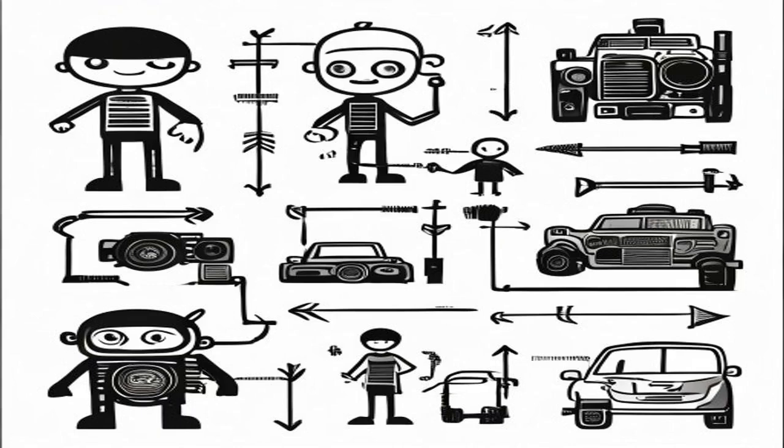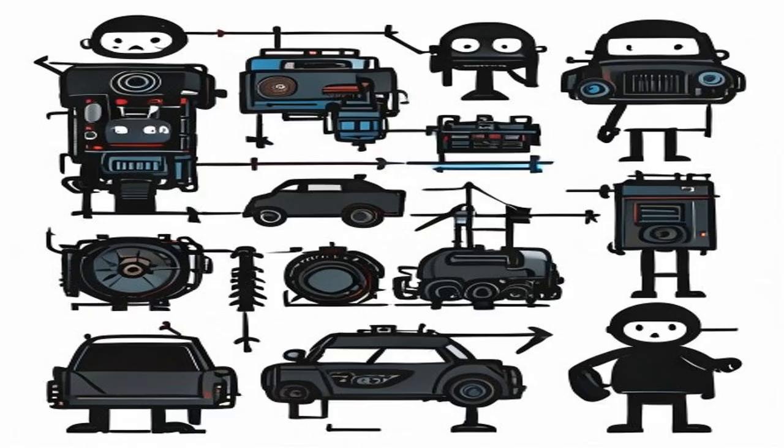Today we're covering every car cooling system type and what makes each one different. From the basic principles of heat transfer to the complex systems used in modern cars, we'll explore it all. So let's start with the basics. A car cooling system is designed to remove heat from the engine and transfer it to the atmosphere.